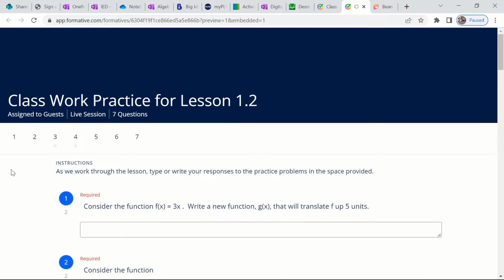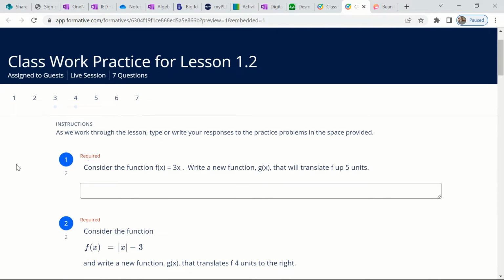So the first question was, consider the function f of x equals 3x, write a new function g of x that will translate f up 5 units. So what we want to notice there is that we want to go up 5 units, and this would entail adding 5 to the outside of the function. And so all we need to do is just add 5.